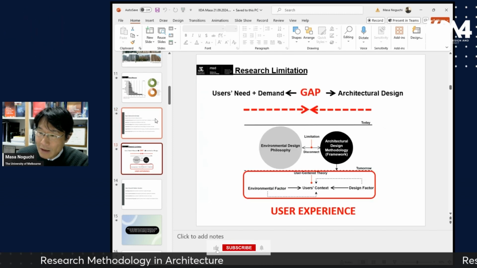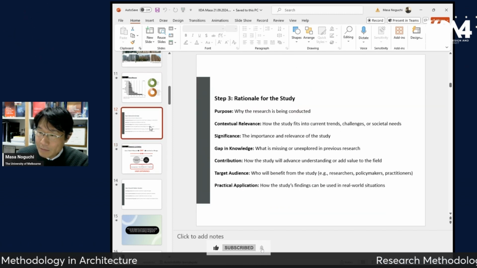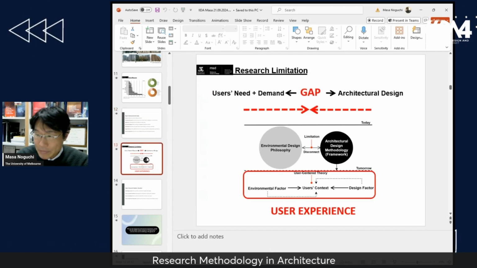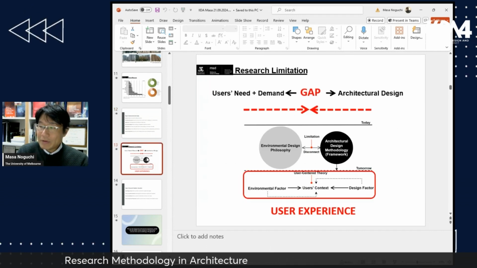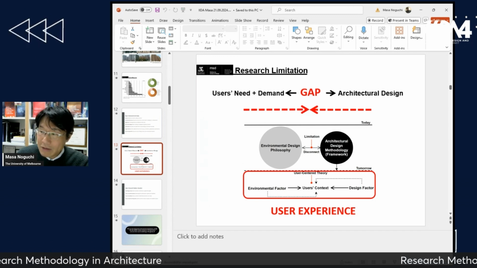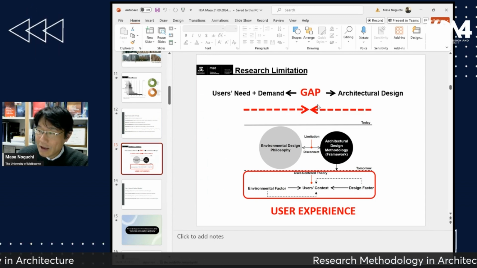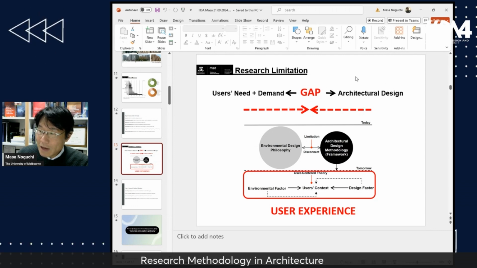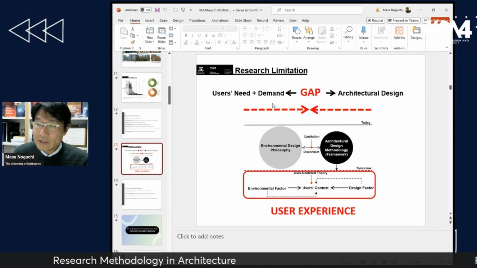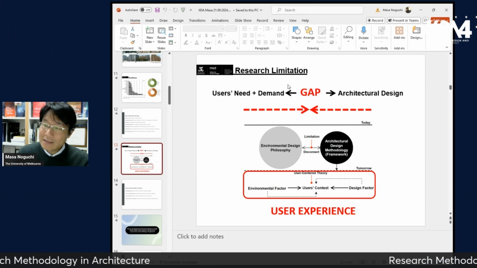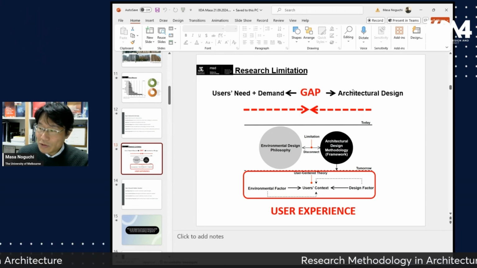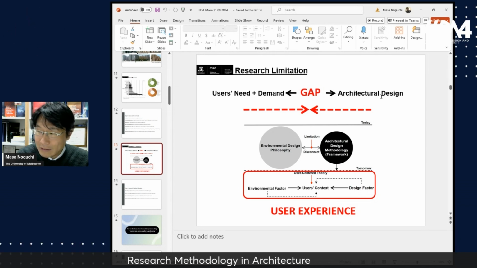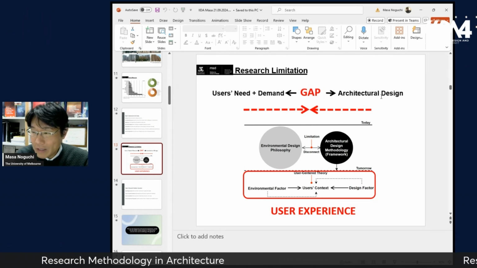So let me exemplify what he did. He found a gap. Based on the background information, he found the gap: the gap between architectural design done by architects and user needs and demands. So that is a gap between the two. Architects tend to design buildings without user involvement.